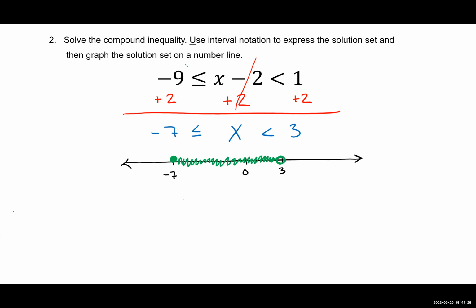So using interval notation, our answer starts with -7, ends with 3. Okay? We use a bracket on the -7 and a curved parenthesis on the 3. So that would be our answer in interval notation.